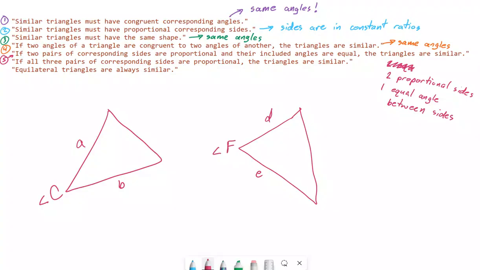What I'm telling you is that if you can say the following things, A over D equals B over E, there's that side ratio statement. And if you can also say this, angle C equals angle F, now that's a similar set of triangles. So you see, that's a little bit of a mixture of those first two ideas, equal angles and proportional sides. Now this theorem has a little bit of a mix of all of them.